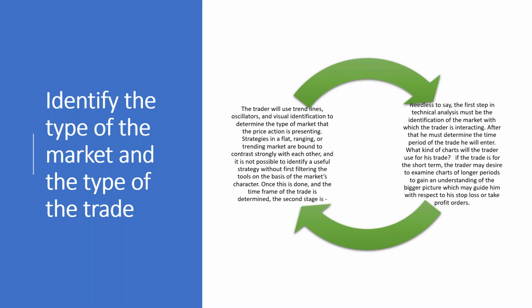Traders will use trend lines, oscillators, visual identification to determine the type of market, the price action it's presenting, what strategies have in a flat market, a ranging market, a trending market. They're all bound to contrast strongly with each other. And it's not possible to identify a useful strategy without first filtering the tools on the basis of the market. Now, what's the difference between a trending market and a ranging market? It was me going to work on that flat surface, me coming home from work on that hilly surface. I needed two different strategies.